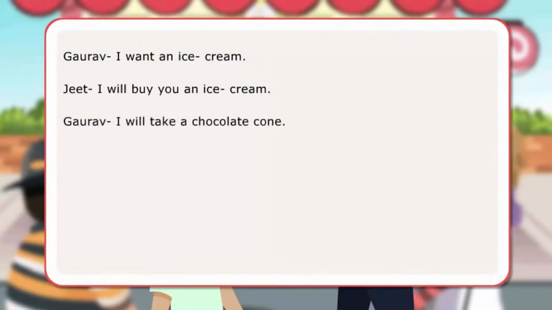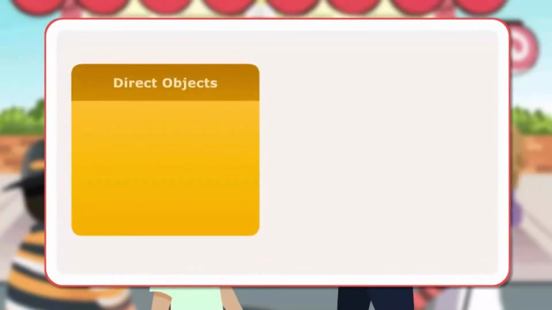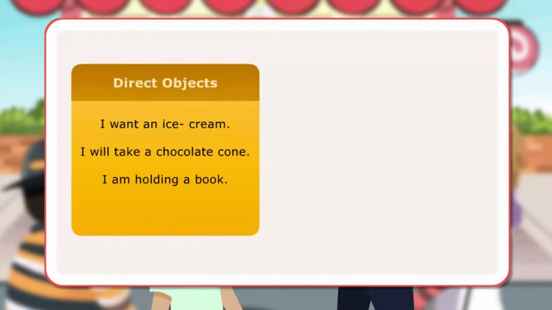In the dialogues, the boys have used sentences in which there is a direct receiver of the action performed by the subject and also another person involved in the action. Here are some examples of sentences with direct objects. I want an ice cream. I will take a chocolate cone. I'm holding a book. I will hold it.